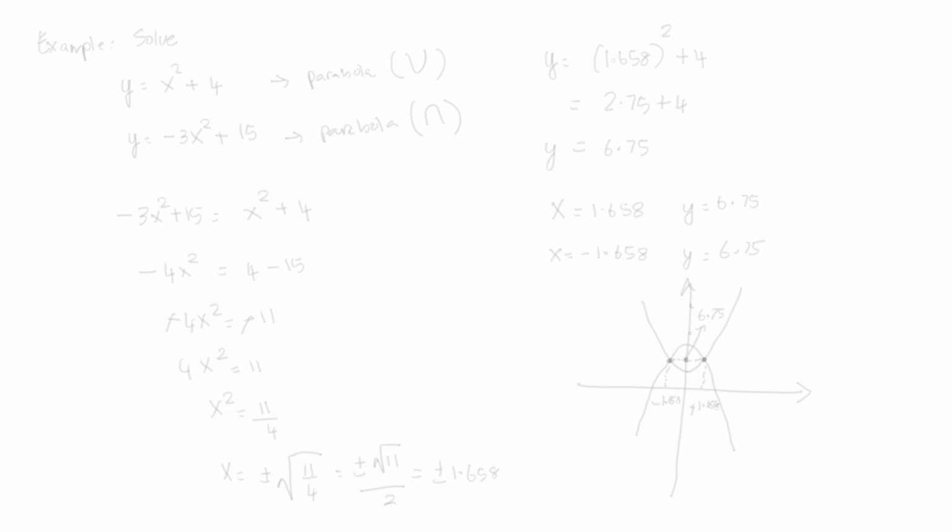In this problem the two parabolas intersect, which is why we have a real solution. If the two parabolas did not intersect, the solution would be imaginary. Here's another example.